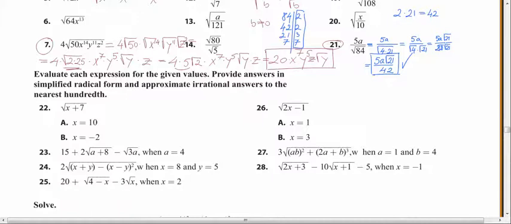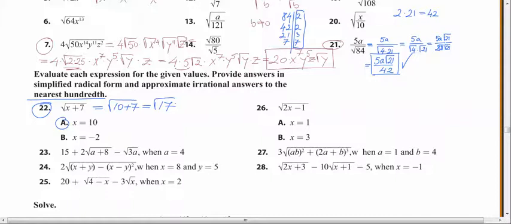Alright, the next set of problems says evaluate each expression for the given values, provide answers in simplified radical form and approximate irrational answers to the nearest hundredth, right? How about number 22, part A. X equals 10, which gives you the square root of 10 plus 7, right? Which is square root of 17. Now that's a prime number. We cannot do anything to it. The next step will be to approximate the value of this.